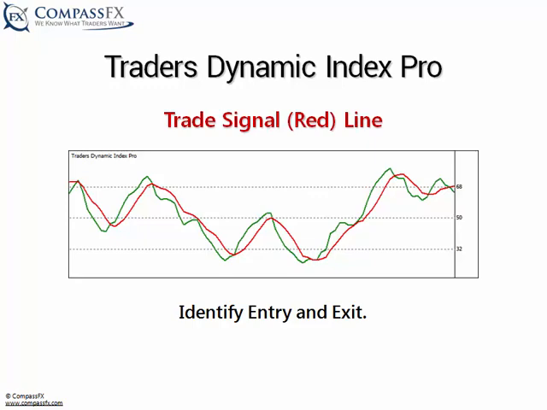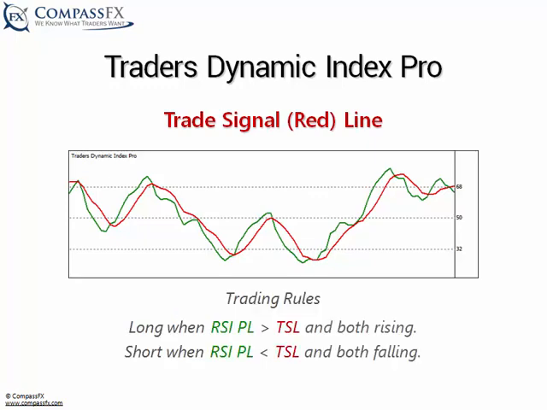The trade signal line, the red line, identifies areas to enter and exit a trade. The trading rules for the trade signal line are simply this: when the green line is greater than the trade signal line and both are rising, look to trade long. Look to trade short when the green line crosses below the red line and both are falling.